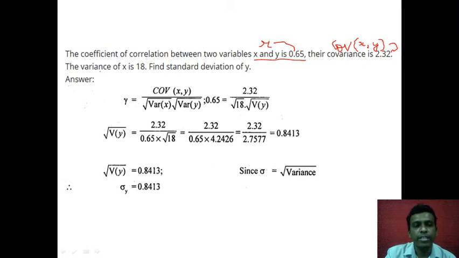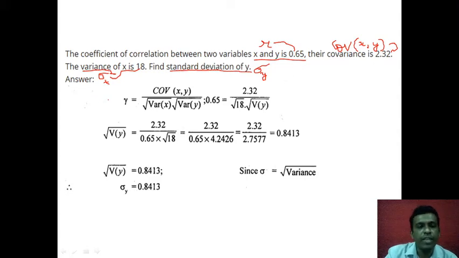The variance is denoted by sigma square of x, which is 18. So sigma square of x is given as 18. Find the standard deviation of y. Remember, they have given the variance of x, and they have asked you the standard deviation of y. So what you have to find is sigma y. This is what they have asked you.